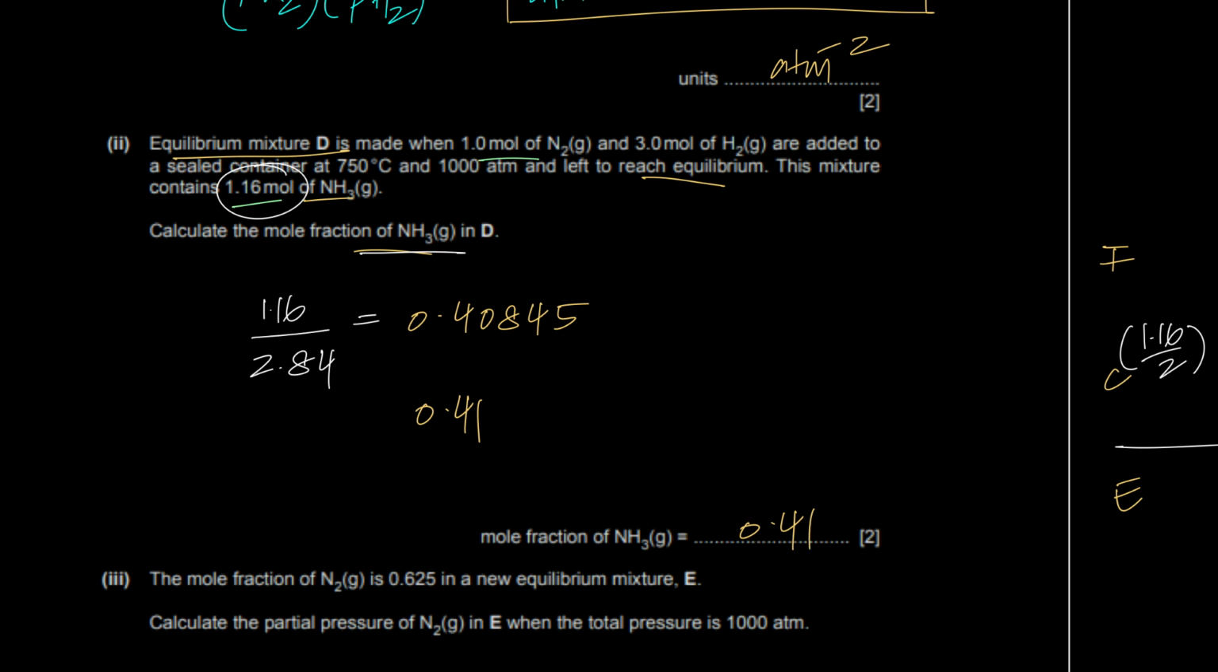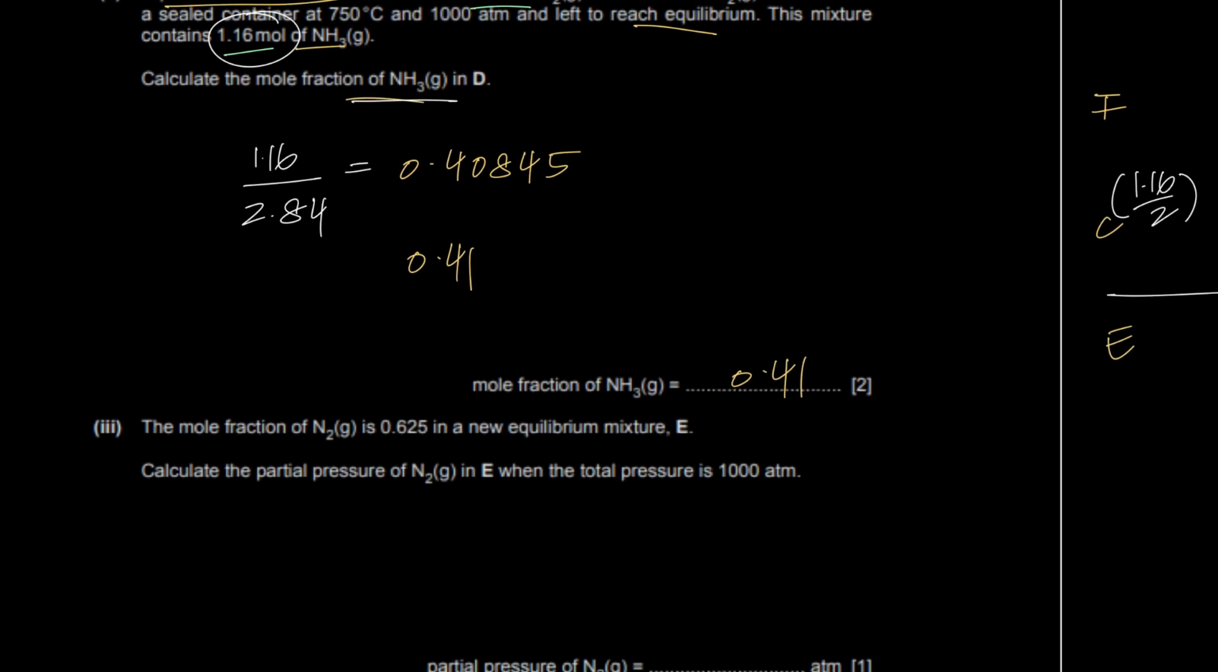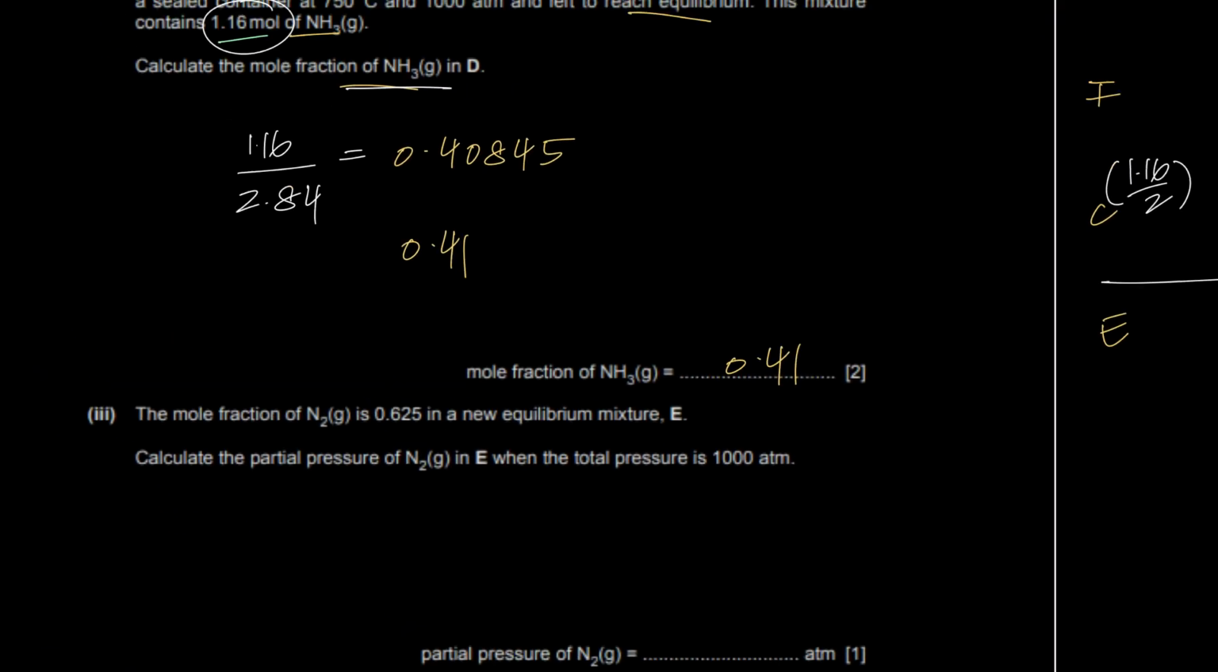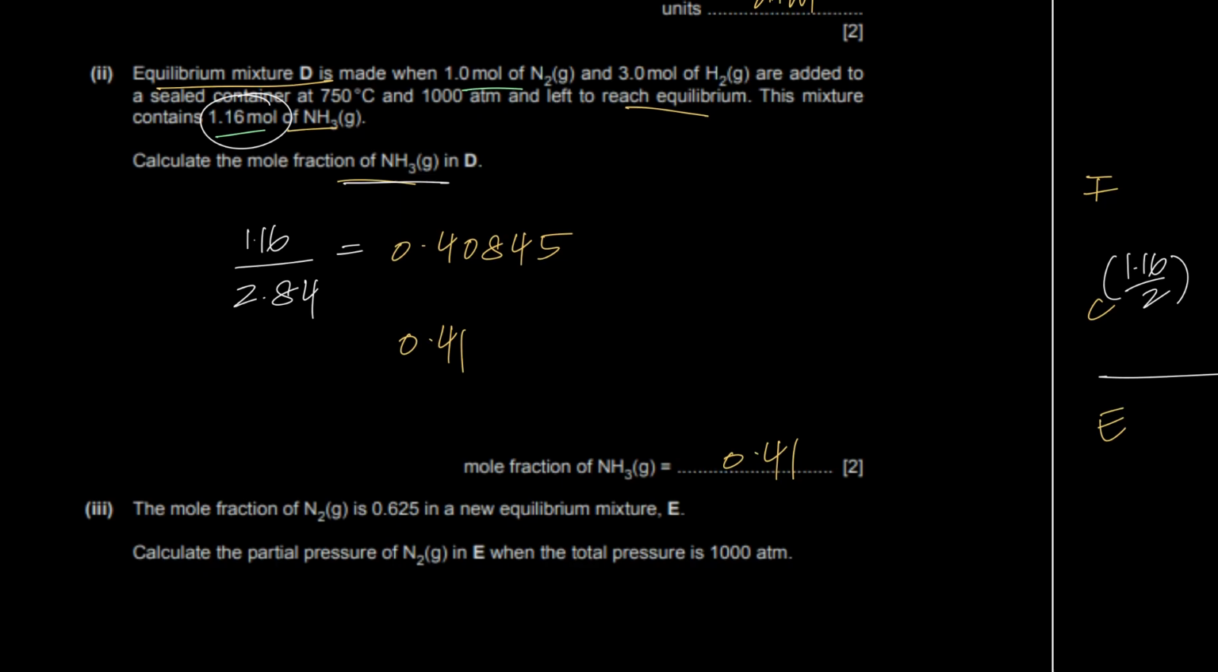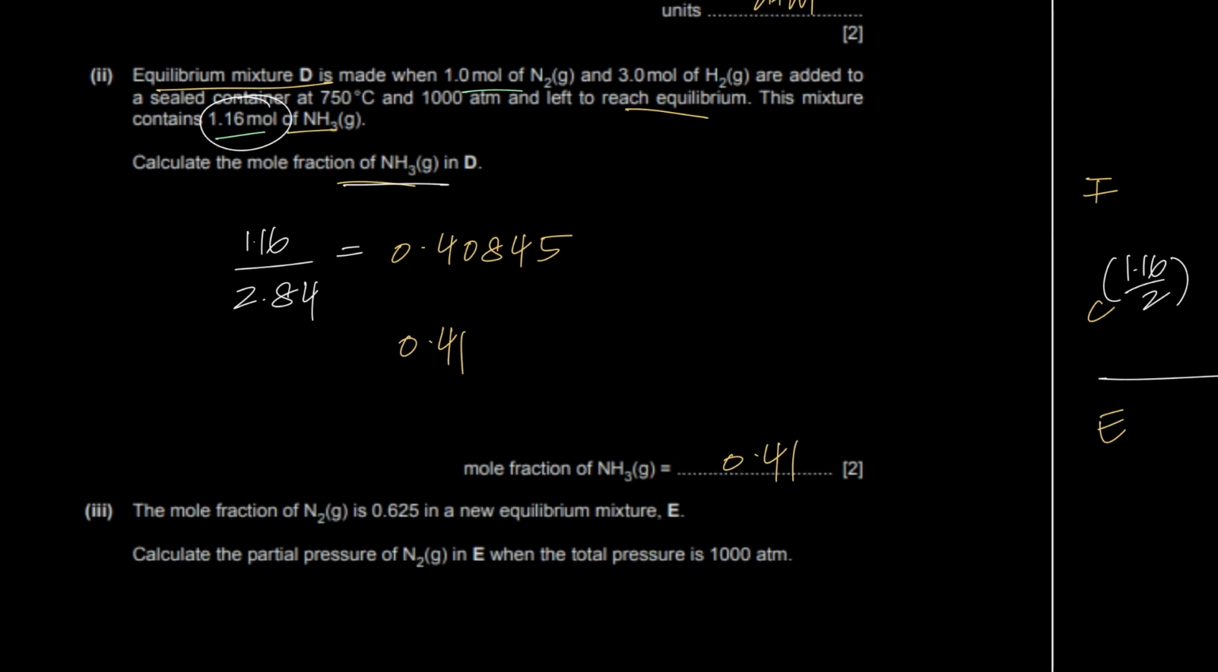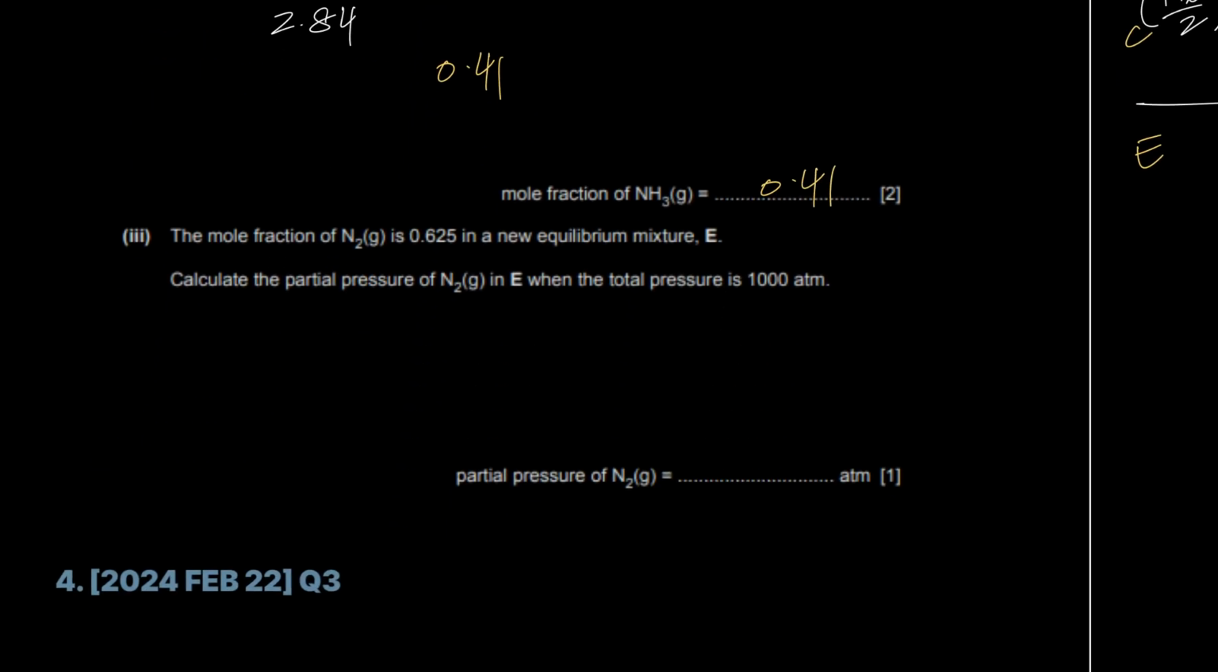Done. So not 2 dp. It doesn't have to do with any dp's. It has to do with significant figures. Done. That's it. That's mole fraction. Part moles divided by whole total moles. The mole fraction of N2 is 0.625 in U equilibrium. Great stuff. Calculate the partial pressure of N2.